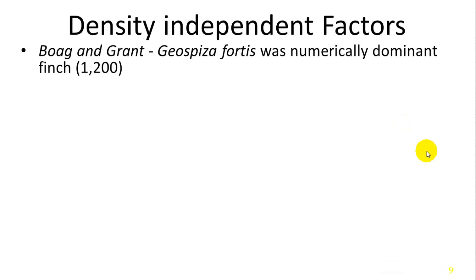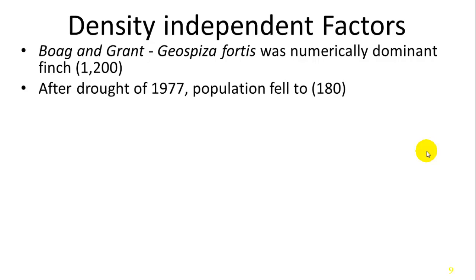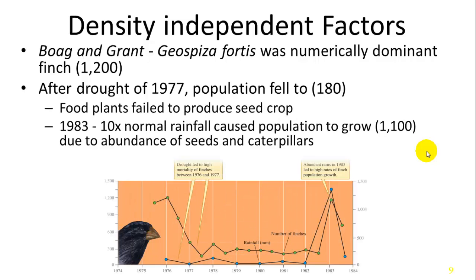Some examples of density-independent factors: Boag and Grant, looking at a finch. There were about 1,200 of them. After the drought in 1977, the population fell to 180, so just over 10%. The food plants failed to produce seed crops, and in 1983, 10 times the normal rainfall caused the population to grow. So again, these are independent factors, weather patterns, drought and increased rain, which caused a bust and a boom.